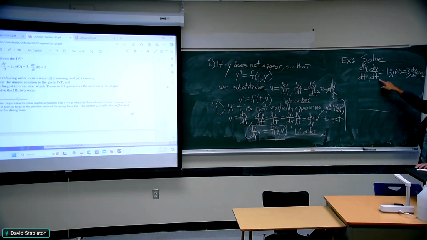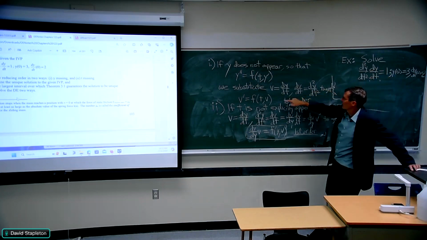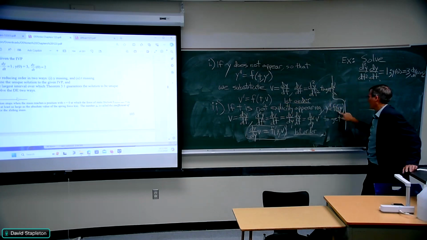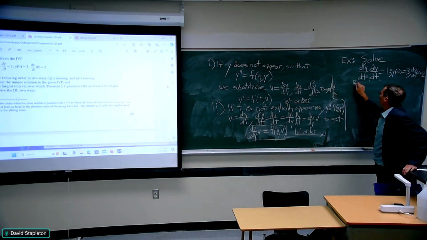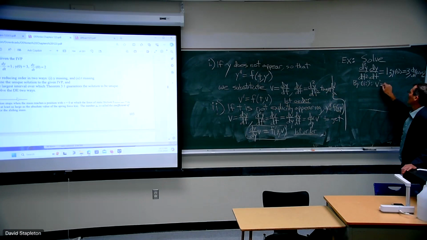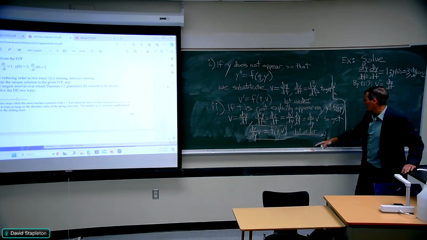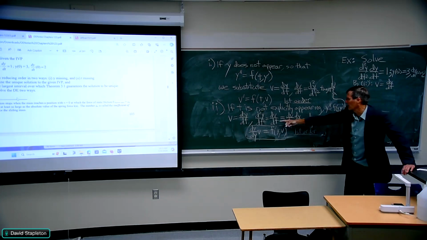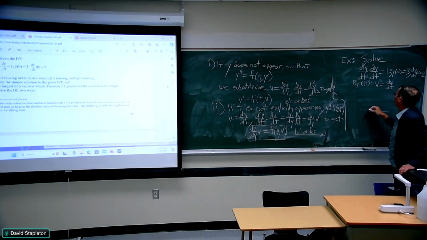Well, I noticed that t isn't explicitly appearing, right? y prime appears, and y double prime appears, but t doesn't appear. That's this case here, right? So by method 2, we can make the substitution. Both of them substitute v equals dy dt. The difference is that if you have t not appearing, you then say, well, y double prime can be replaced with dv dy times v.